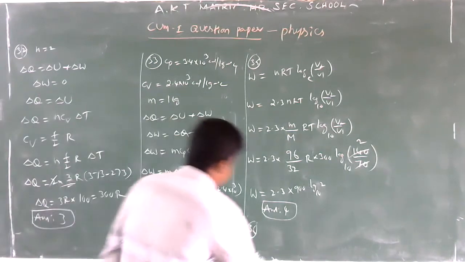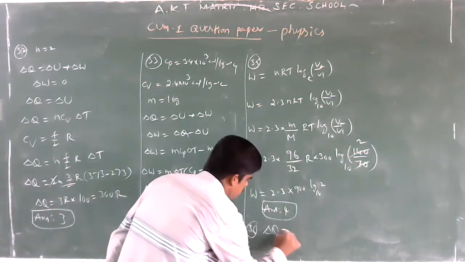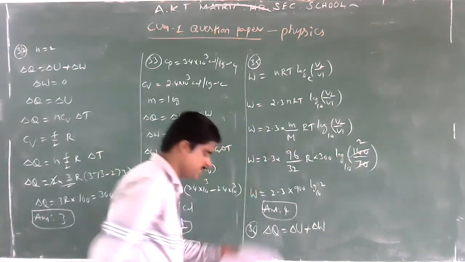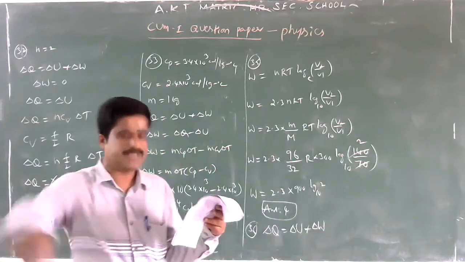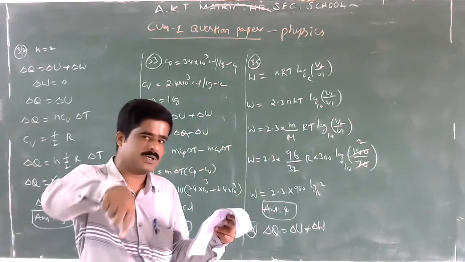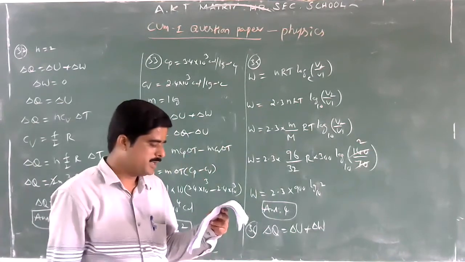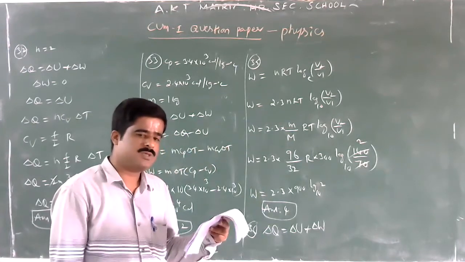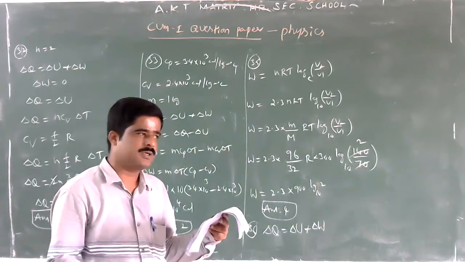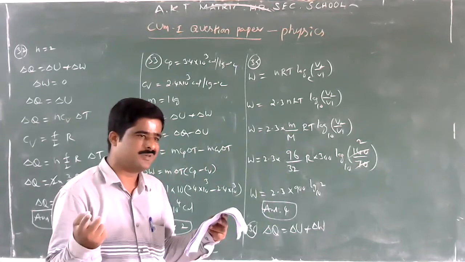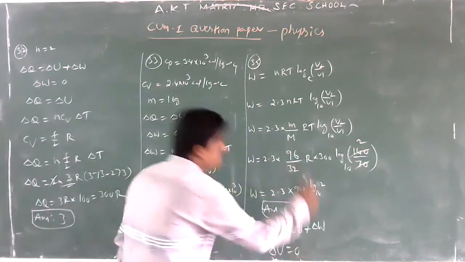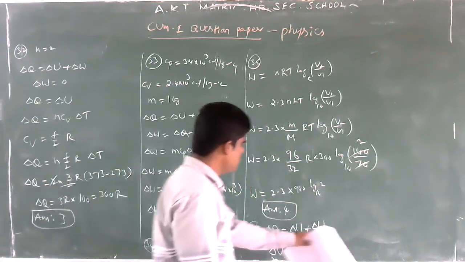From the first law of thermodynamics, delta Q is equal to delta U plus delta W. Here the work is done on the gas, which means work done is negative. Next, compressed isothermally. Isothermal means temperature is constant. Temperature constant means what is the change in internal energy? Zero. So in an isothermal process, delta E equals 0. And work done is given.